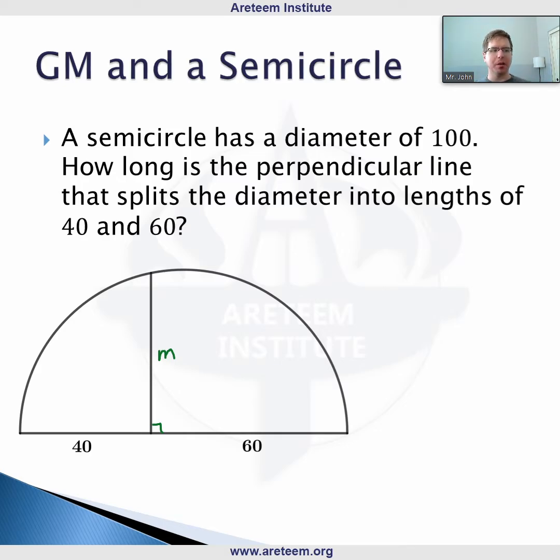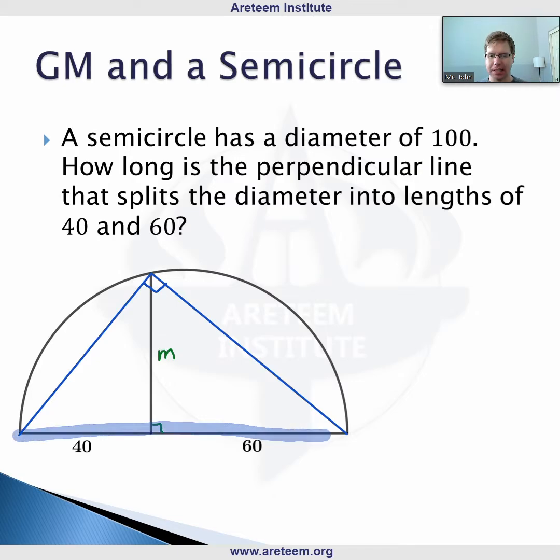Now, if you know a little bit about your circles and your angles, we can think about what happens if we draw a triangle that has a hypotenuse of this diameter? Well, if you know your circles and arcs and angles, this is actually another right angle there. So since we have a semicircle, since we have a diameter in this case, we have actually three similar triangles in this case.